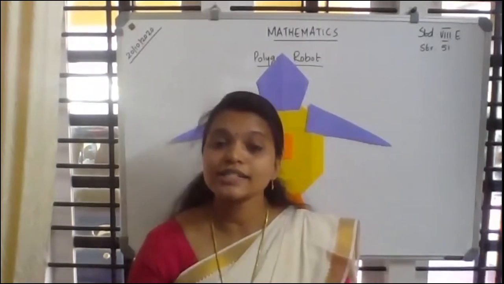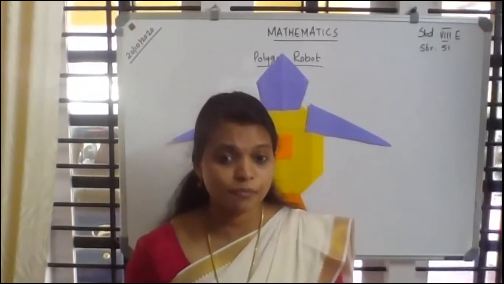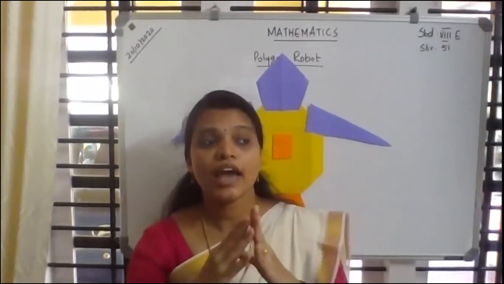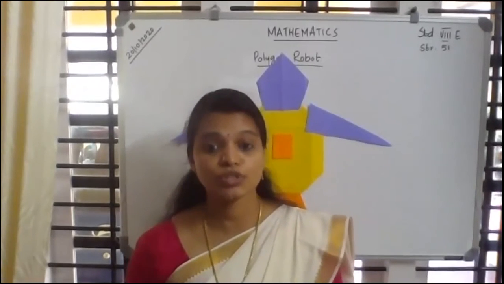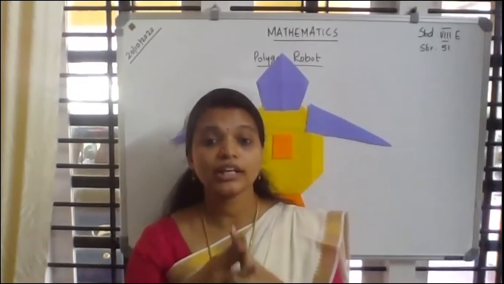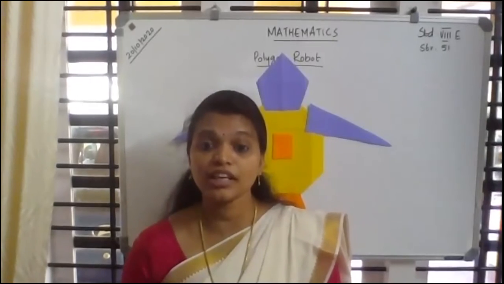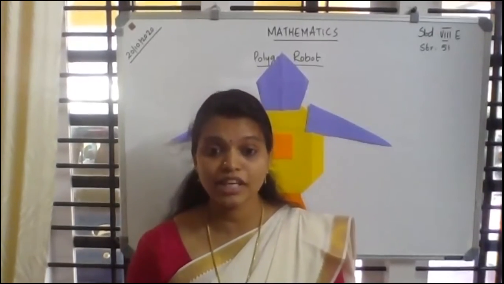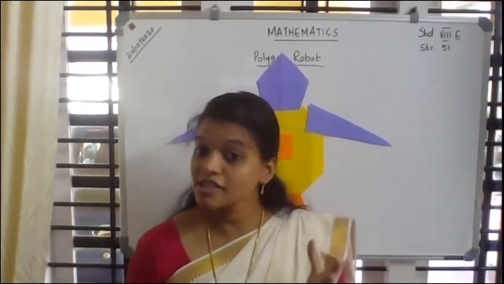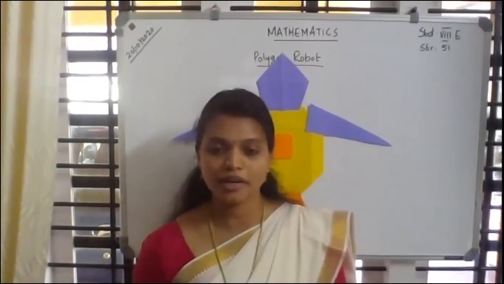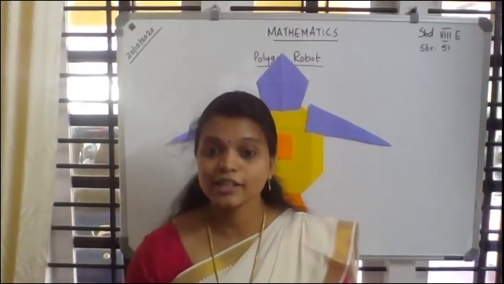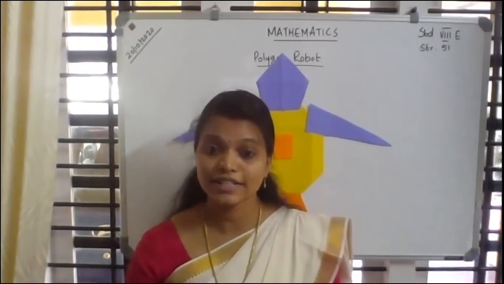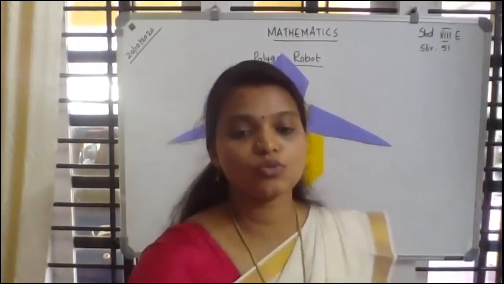So, are polygons only in the textbooks? No, isn't it? Polygons are everywhere surrounding you. Polygons can be seen everywhere. They will be in your study table, the books. What is the shape of the books? Yes, it's a quadrilateral. So let's watch a video about polygons in our daily life. Come on, let's watch.